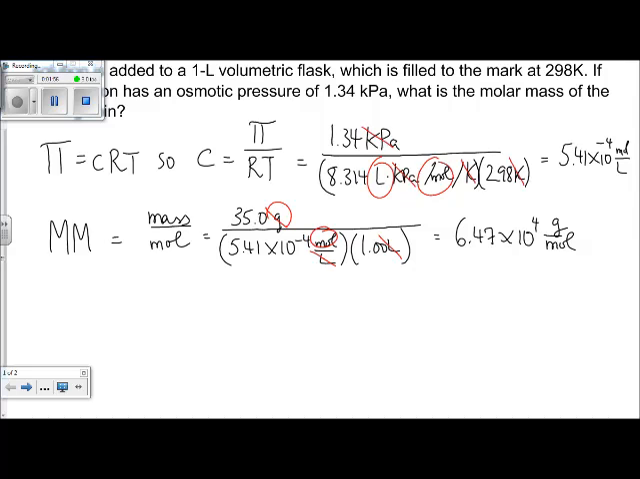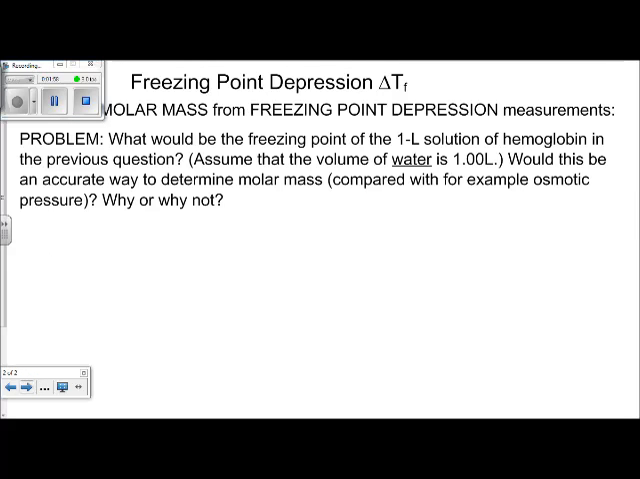The next part of the question is asking you to think about whether the freezing point depression would also be a possible way to measure the molar mass. And so what we'll do is we'll take the sample from above and we'll calculate what the freezing point depression would be for this particular sample. How low would the freezing point be driven by this particular sample? So to get the freezing point depression, we need the molality. So we start with the molality, moles of solute divided by mass of solvent.